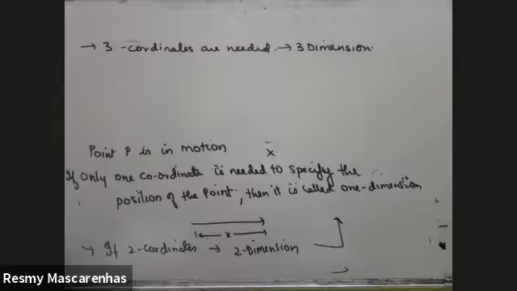Like if you have a flying aeroplane, definitely the aeroplane is moving in space, so we will need all three coordinates. Here, it will be like if you are walking on a straight line, if you are walking on a railway track.